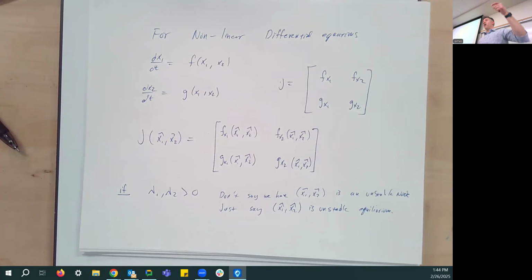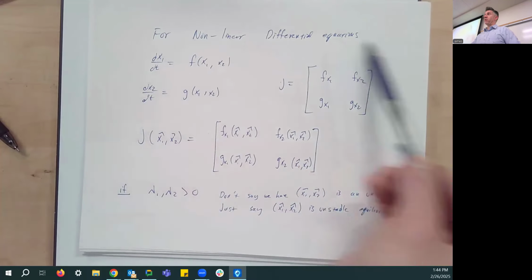And if you have a saddle, our equilibrium is unstable. If you have a center, I don't know what you say. I think you say it's unstable still. Center being a neutral spiral, right? Where the real part is zero. But basically, you're not commenting on the actual shape of things. You're just commenting on the stability or instability when you're talking about non-linear differential equations.